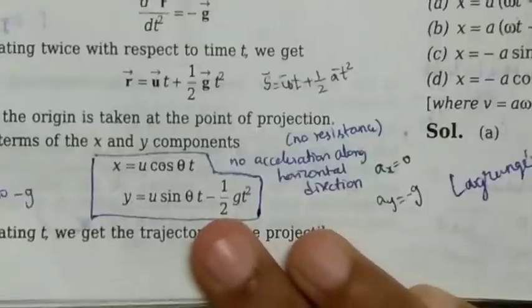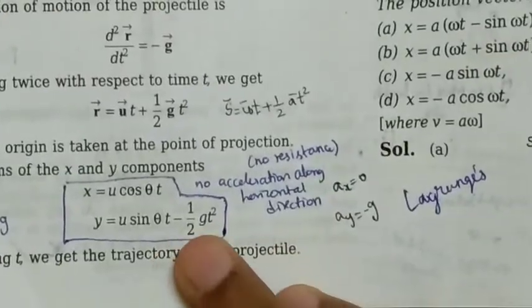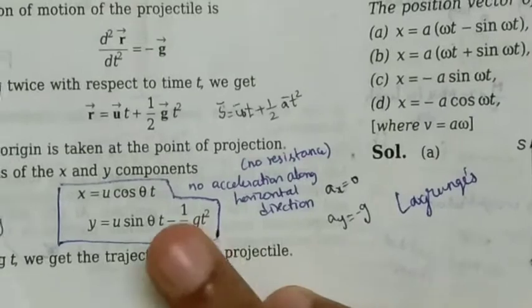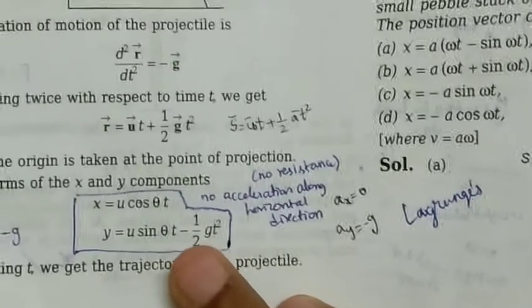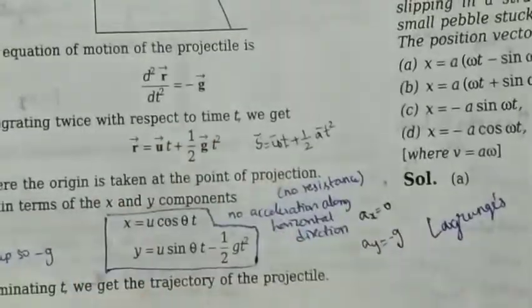So half a t square, in place of a, minus g, becomes minus half g t square. Acceleration along the vertical direction is minus g. Hence we have these two equations from the formula s equal to ut plus half a t square.